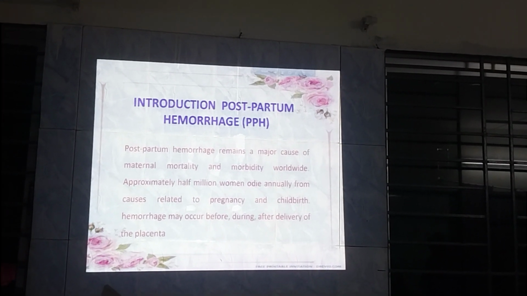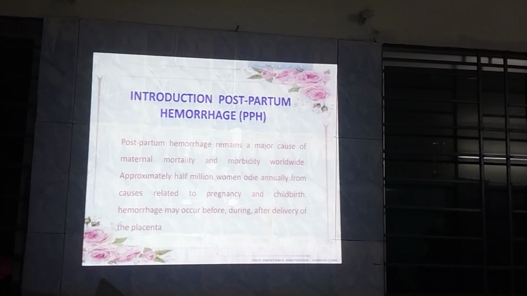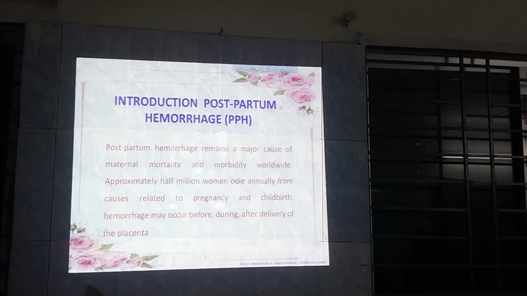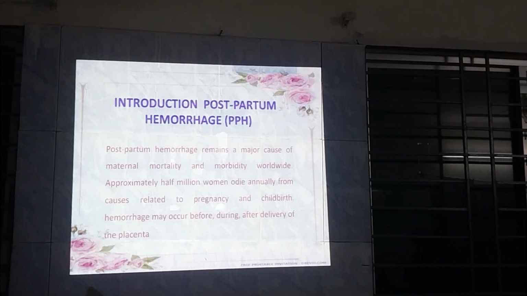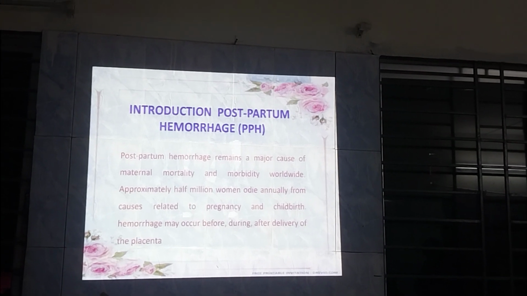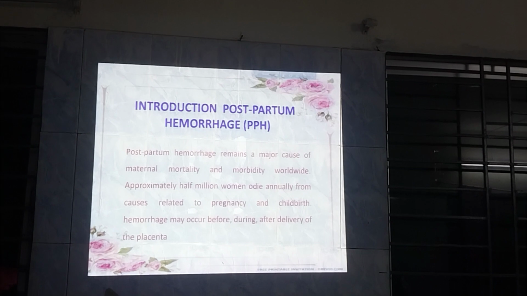Introduction: postpartum hemorrhage. Postpartum hemorrhage remains a major cause of maternal mortality and morbidity worldwide. Approximately 500,000 women die annually from causes related to pregnancy and childbirth. Hemorrhage may occur before, during, or after delivery of the placenta.